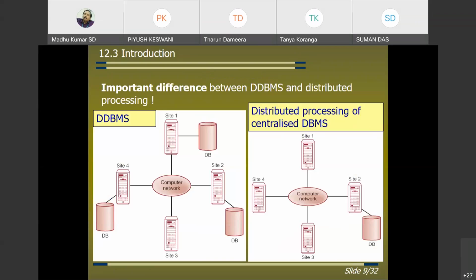Now, the important difference between DDBMS and distributed processing: just look at these two diagrams, spend a few minutes on that, and tell me what the difference is.